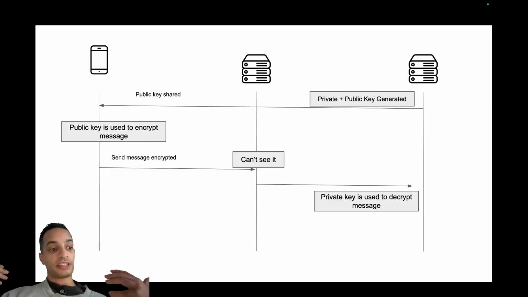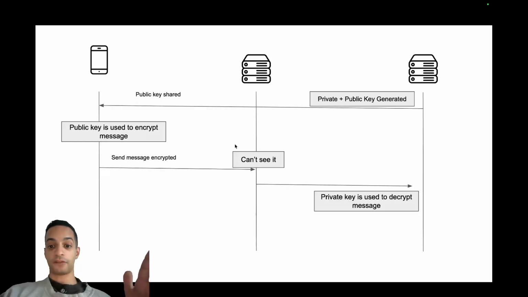You can also use this in cases where your message has to stop through a party in the middle that you don't trust and you don't want them to see the message, but this party in the middle has to forward the message to the final destination.